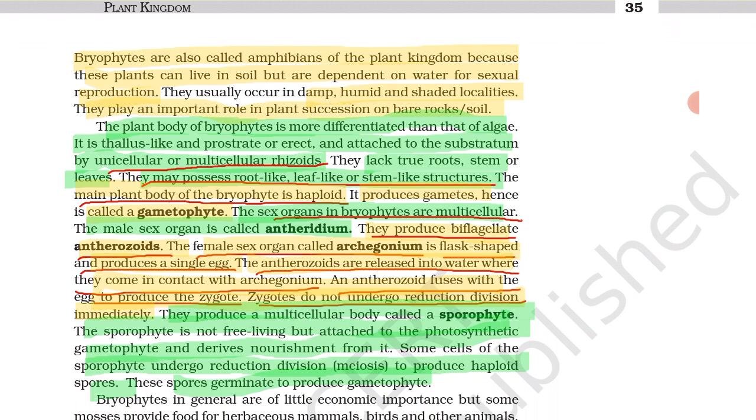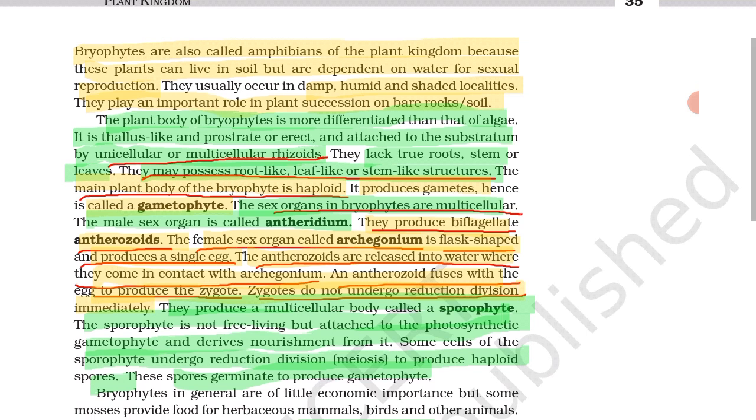Then next, the bryophyte plant body is haploid. It produces gametes. It is called the gametophyte. The sex organs in bryophytes are multicellular. Male sex organ is antheridium. Female sex organ is archegonium.